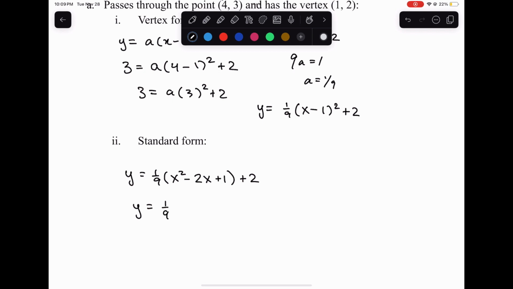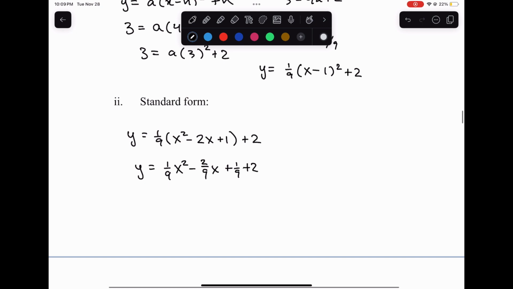Okay, and now for standard form, we will just expand the x minus 1 squared and multiply it all by 1/9, then add 2. So just expand it all.